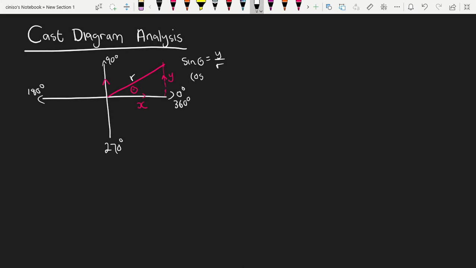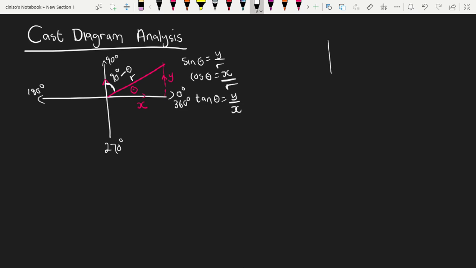And then your cos theta is going to be adjacent, right? So it's x over r. And then your tan of theta is going to be y over x, opposite over adjacent. So the most important thing now is to be able to identify the angles of your CAST diagram. Let's say now you want to identify an angle that is here, which is 90 degrees minus theta. So the angle that lies here is 90 degrees minus theta.